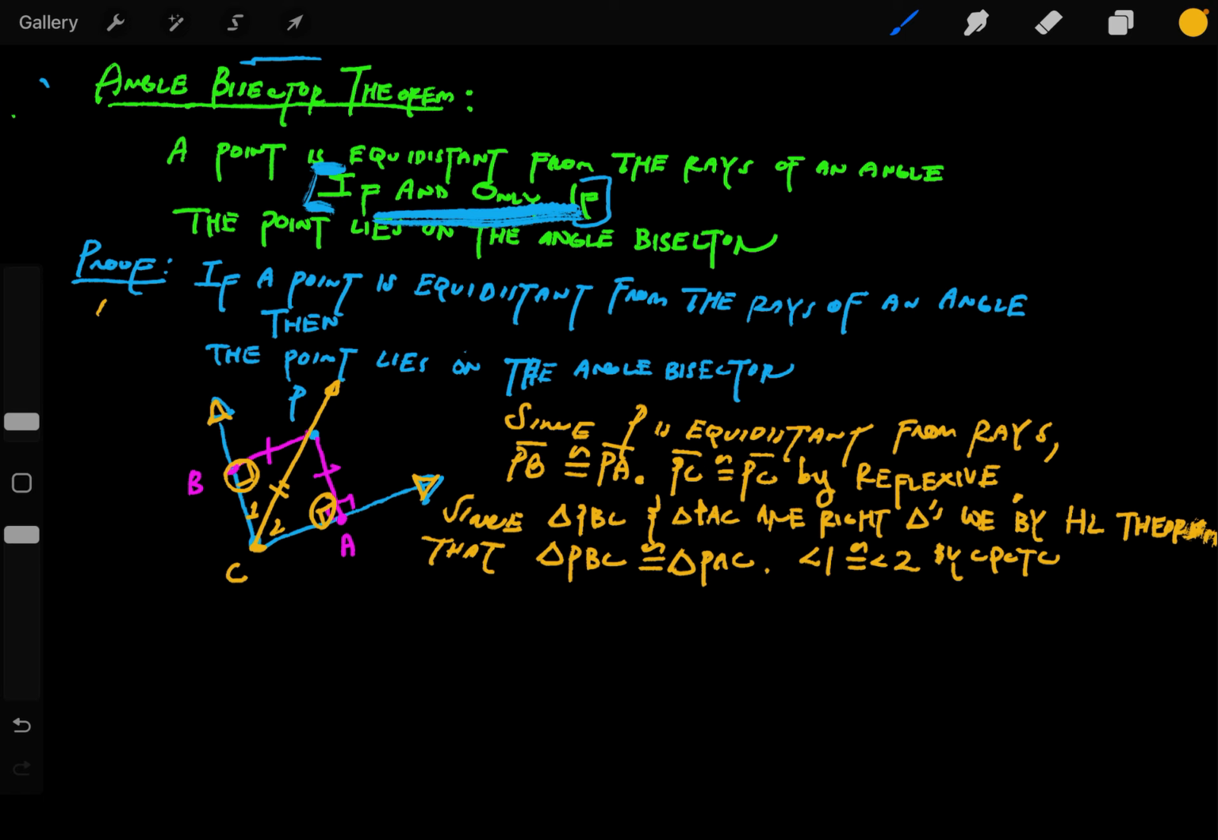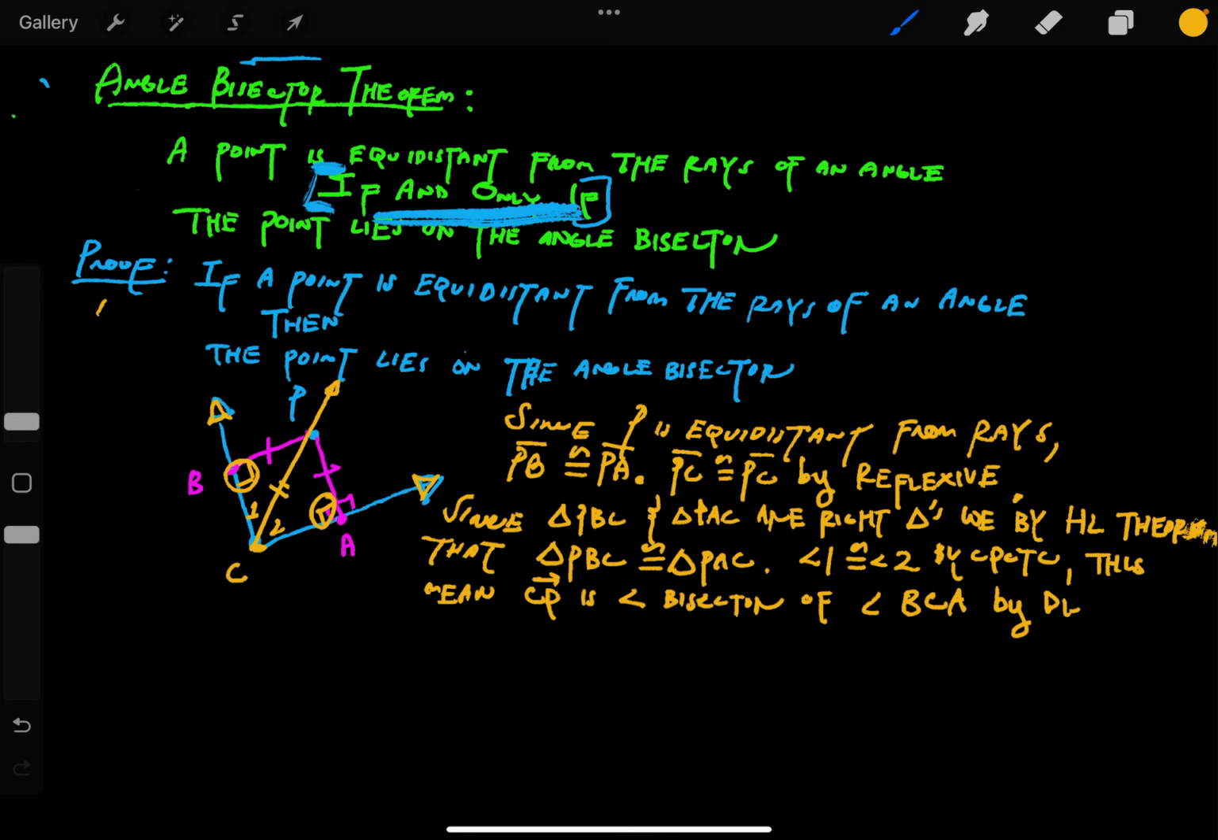And this implies that ray CP is the angle bisector of angle BCA, by definition. And you're done in one direction. Now, you still have to do the other direction. So let's write the other direction.